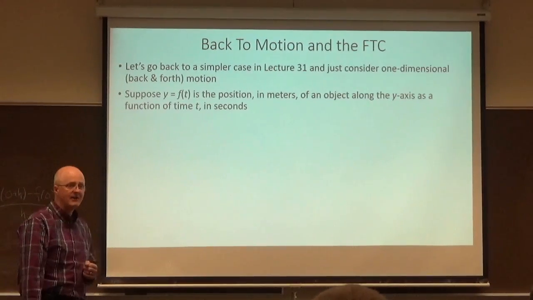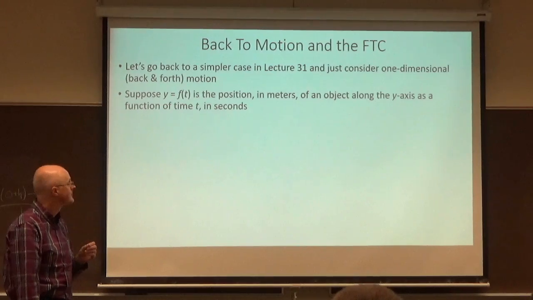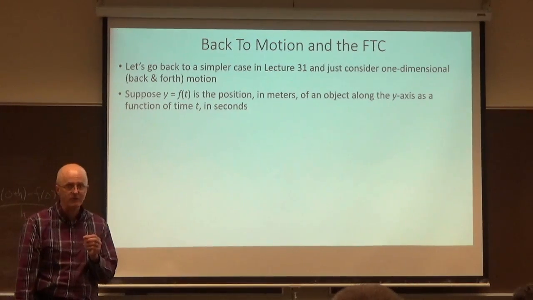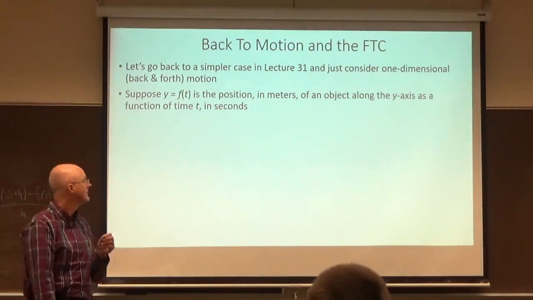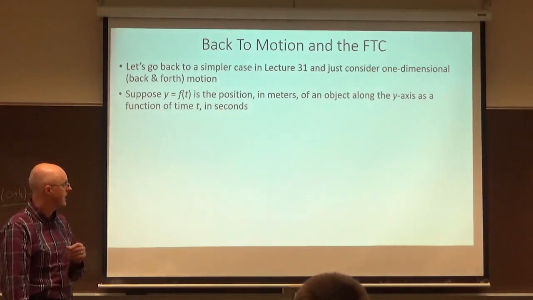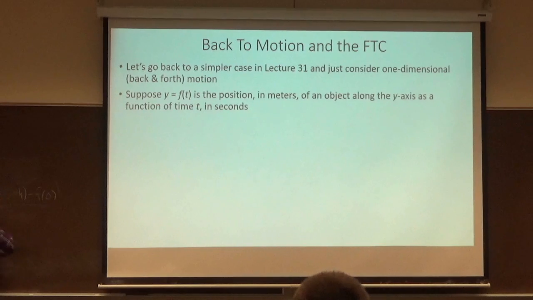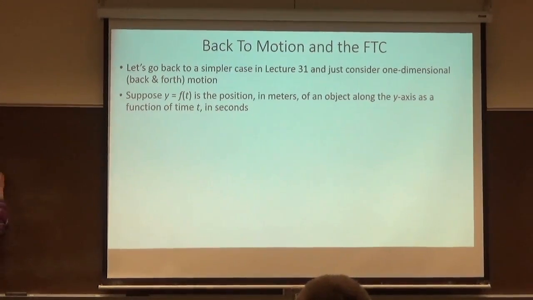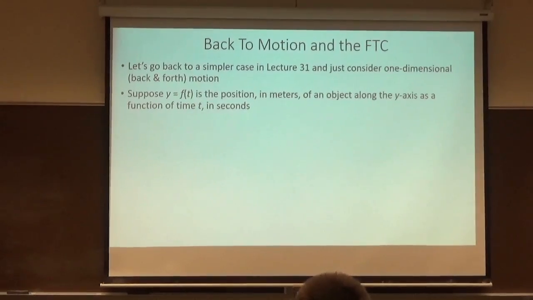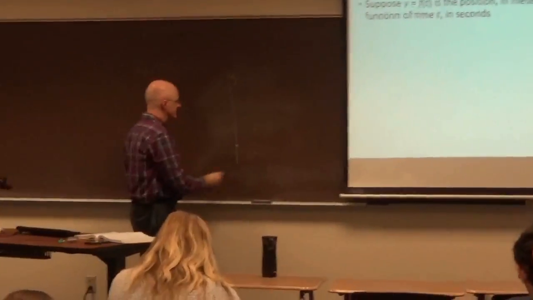All right, let's get this down here. This is really key. Suppose y equals f of t is the position in meters of an object along the y-axis as a function of time. So I am going to be imagining vertical motion here. And on Wednesday, I'm going to show you some mathematical things that'll illustrate this in nice ways. So there's like a y-axis, and you've got motion of some object along the y-axis.